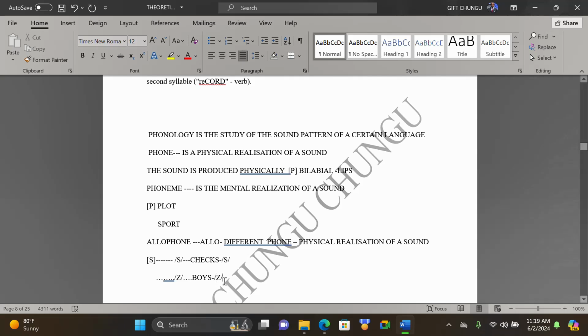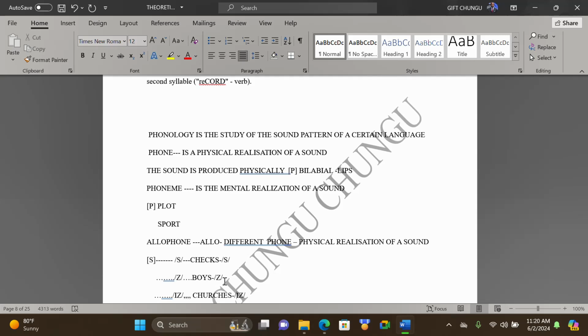And then we also have this one. The same phoneme, the same phone that we have there, is also realized as IZ. For example, let's use an example now. When we say cheches, what we have there is this one realized as this one.